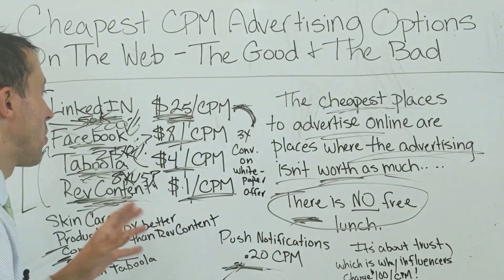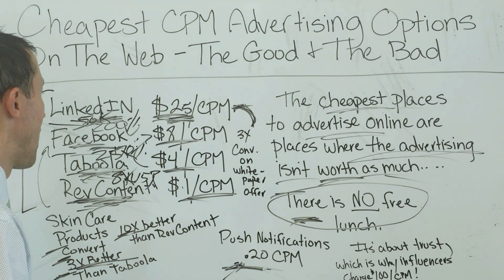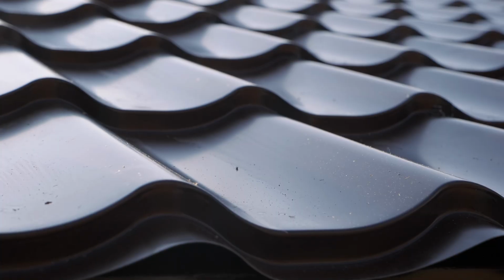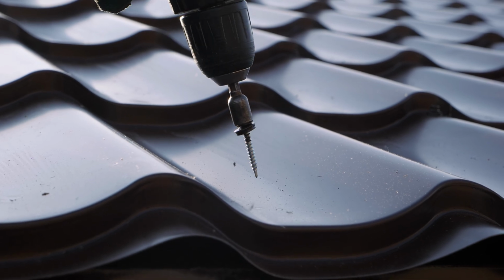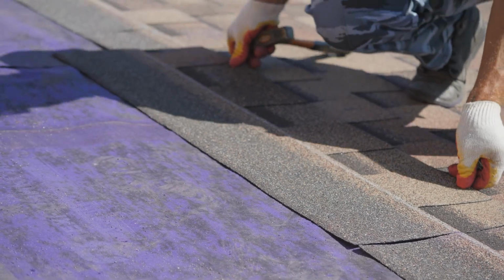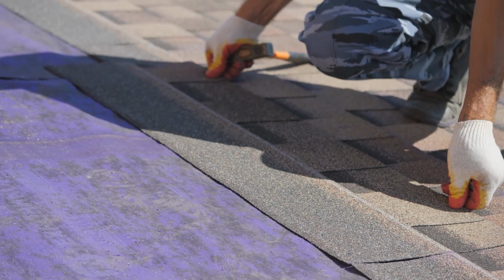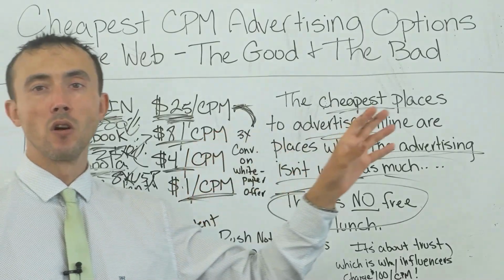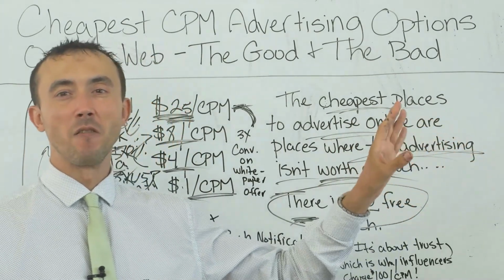To give you another example, this time of a service: we were also doing roofing services for a regional company. Advertising on Facebook versus Google, we were generating leads for about $50 each on Facebook, whereas on Google we were generating leads for about $150 each.